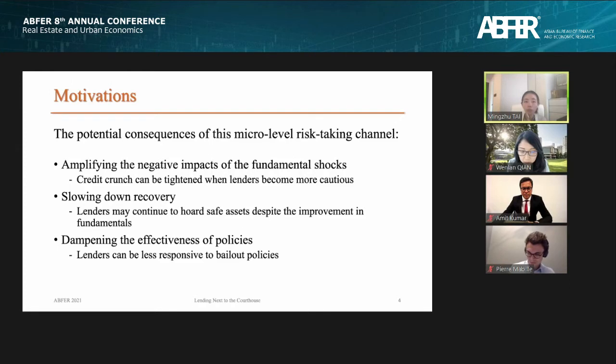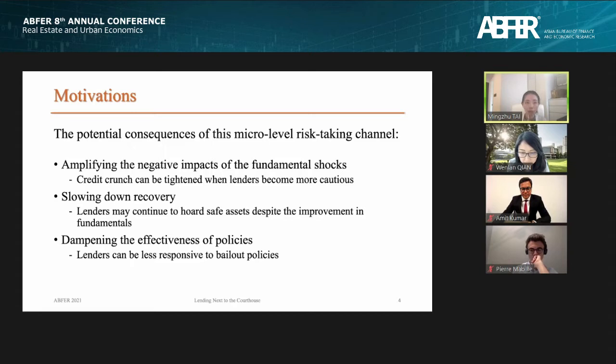And furthermore, when lenders become more cautious, maybe they will become less responsive to the related bailout policies. For example, they may be more reluctant to participate in the programs that can help households to modify or to refinance their mortgages. As a result, such a low response can dampen the effectiveness of policies. So given all these potentially important consequences, it can be the first priority for us to figure out whether such a micro-level risk-taking channel exists.